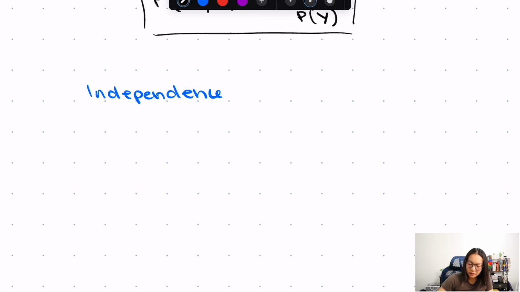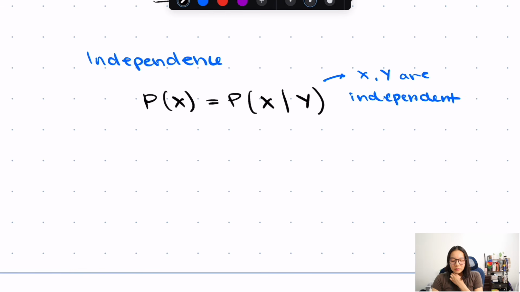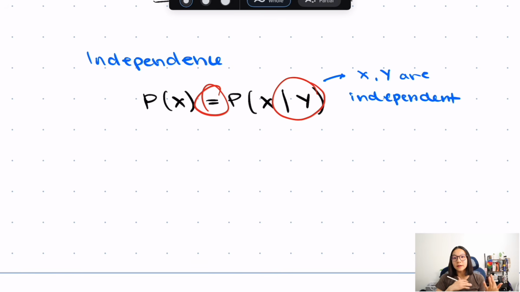So to formally put this, two events are independent if the probability of X is equal to the probability of X given Y. This means that X and Y are independent. Why? Because here we're saying, okay, Y already happened, but the probability is not changing. The probability is still equal. So that means there's no way that Y actually affects X, because it doesn't matter if Y happened or not. The chances of X happening are the same.